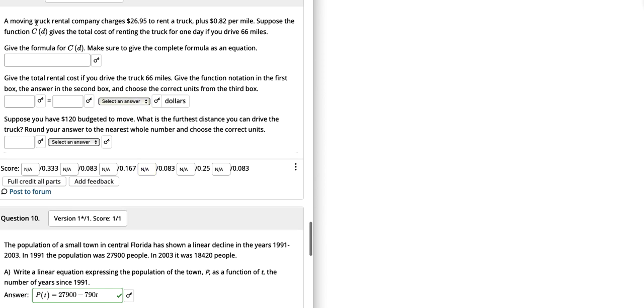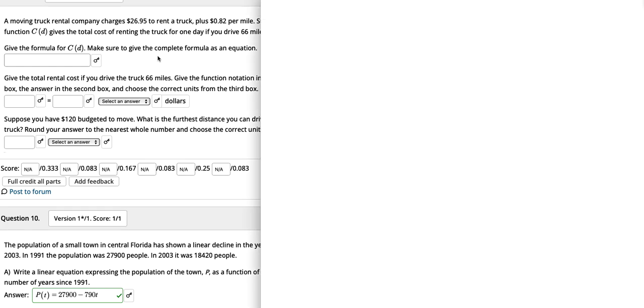Okay, let's see. This one goes: a moving truck rental company charges $26.95 to rent the truck plus 82 cents a mile. Suppose the function C of D gives the total cost of renting the truck for 1 day. If you drive 66 miles, I don't love the phrasing on that. Give the formula C of D, so the cost is a function of the distance driven. Make sure to give the complete formula as an equation. Okay, and I think they want function notation with that C of D.